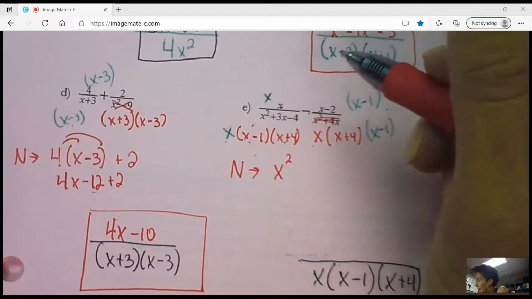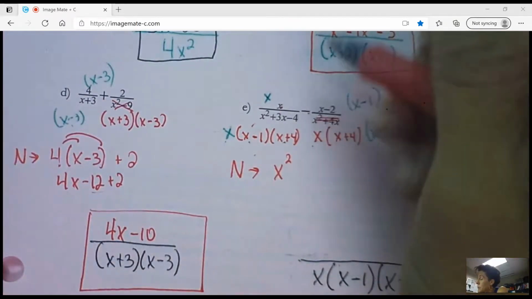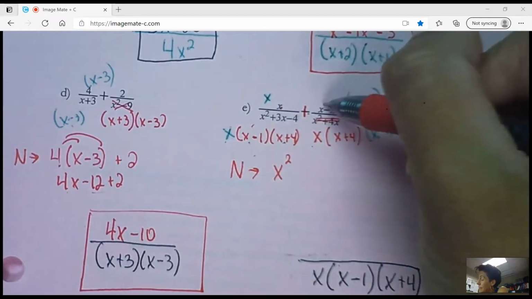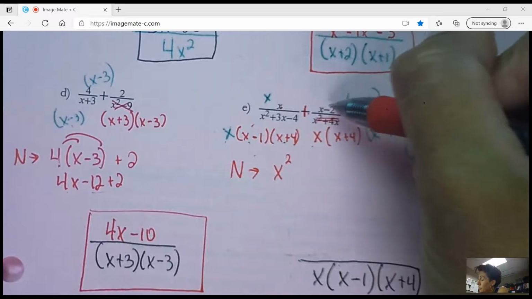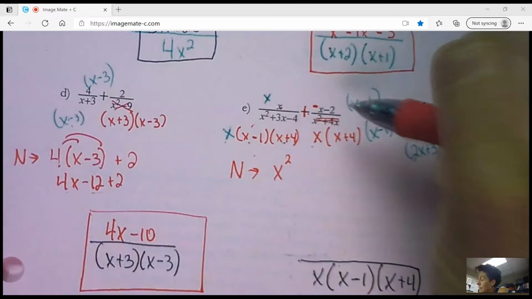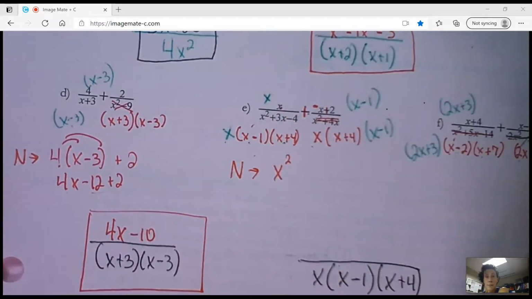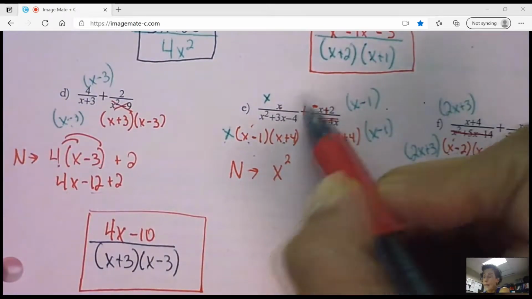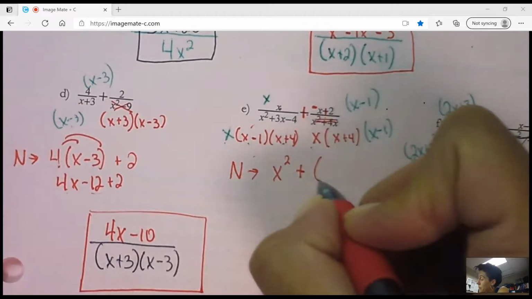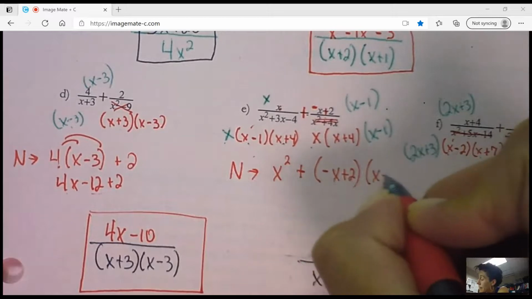So what's going to happen is I'm going to turn this problem into an addition problem, and then I'm going to take the opposite of this term and the opposite of this term. So right now you should see a positive x, and I'm going to make it a negative x. And then when I see a negative 2, I'm going to make it a plus 2. I'm just doing the opposite. So now I have a plus, which we'll be able to work easier with, and I'm going to take these parentheses, which is negative x plus 2, times these parentheses, which is x minus 1.